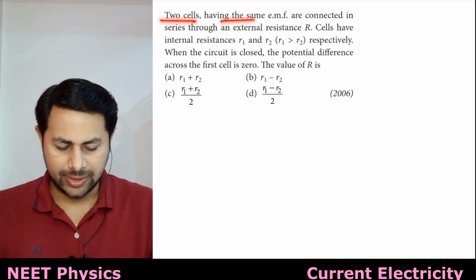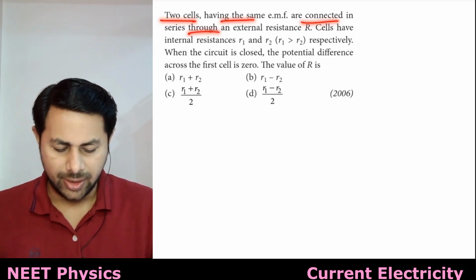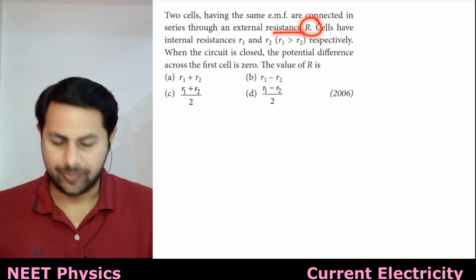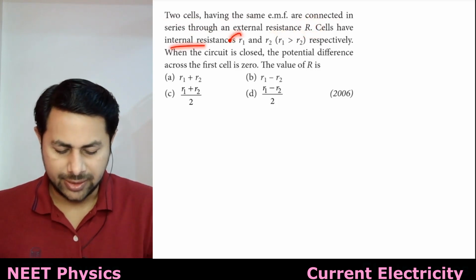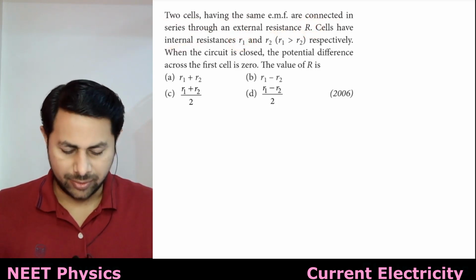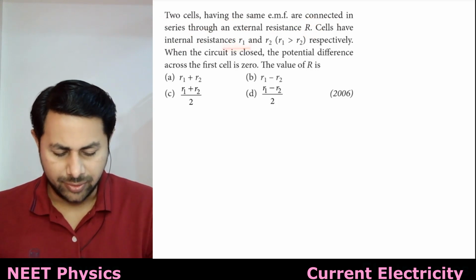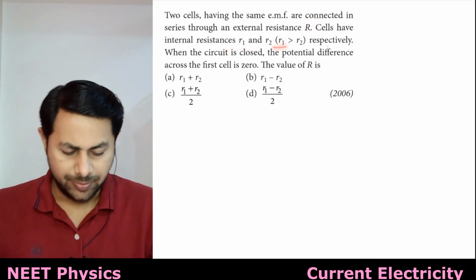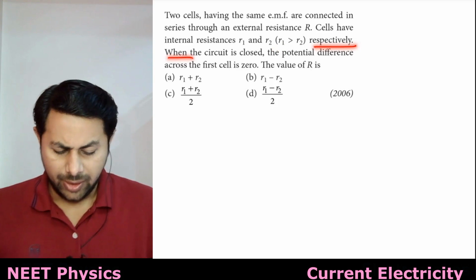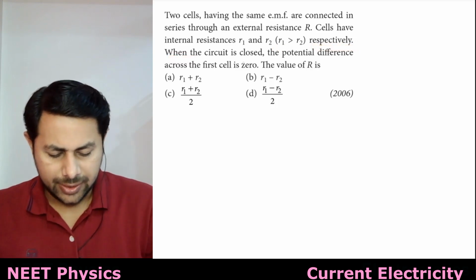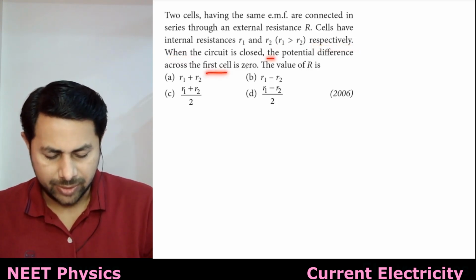So let's see this next problem. Two cells having same EMF are connected in series through an external resistance R. Cells have internal resistance R1 and R2, R1 is greater than R2 respectively. When the circuit is closed, the potential difference across first cell is 0. The value of R is?